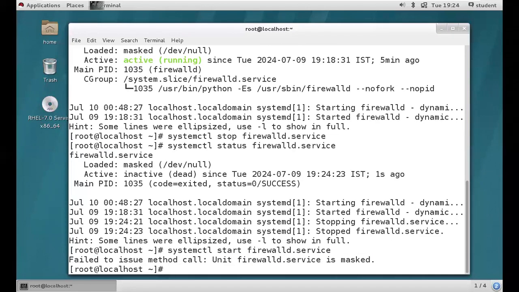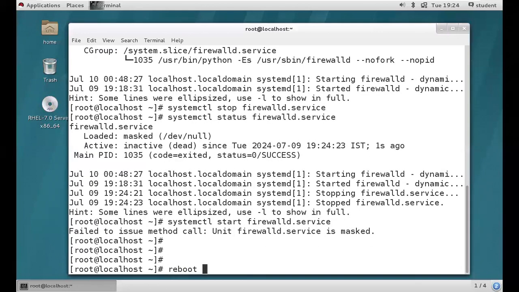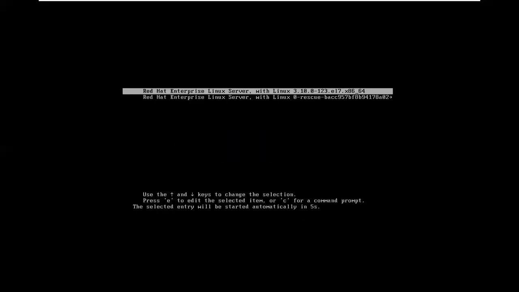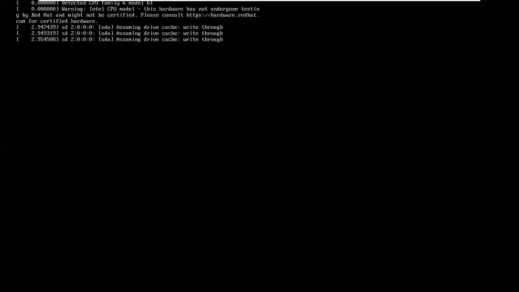Let's see. Failed to issue method call: unit firewalld.service is masked. You are unable to start it manually. Let's try to reboot the system. What will happen? See, if you reboot, the service is also not going to start automatically along with the boot time. Clear guys? I hope you got it right. Yes, no, right.